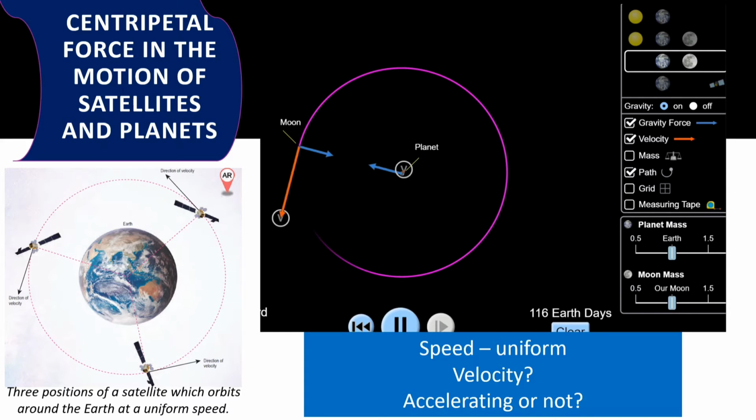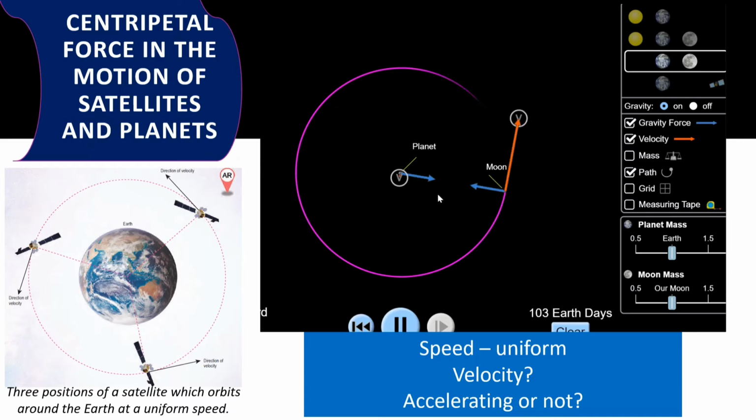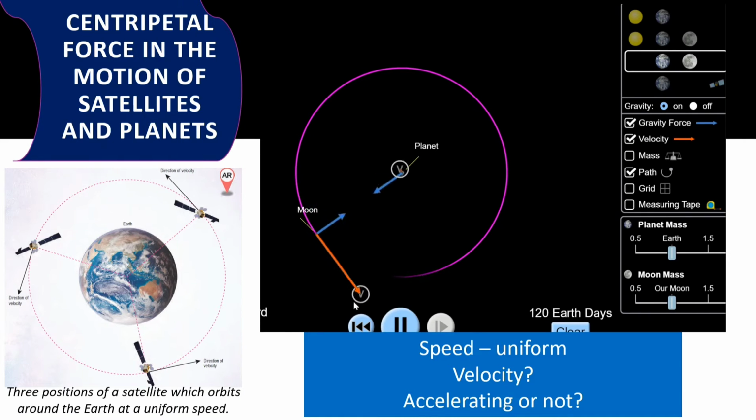So what is the meaning of velocity? Velocity is the rate of displacement. If you look at the red arrows, they are always changing their position, their direction. The direction is always changing. So when the direction of velocity changes, we see that the velocity also changes.